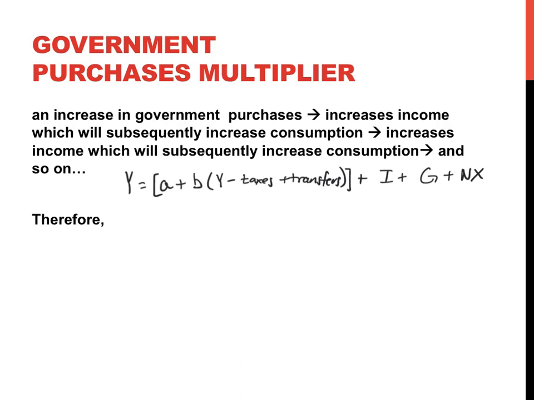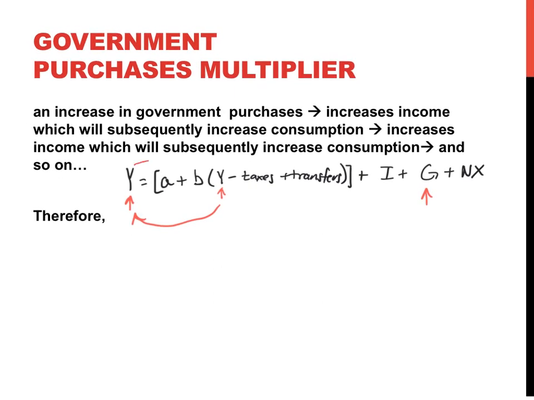So when we have an increase in government purchases, that is going to increase output, which is also income. And when we have an increase in income, that's going to increase consumption, which is going to increase income, which will increase consumption, and so on and so forth.